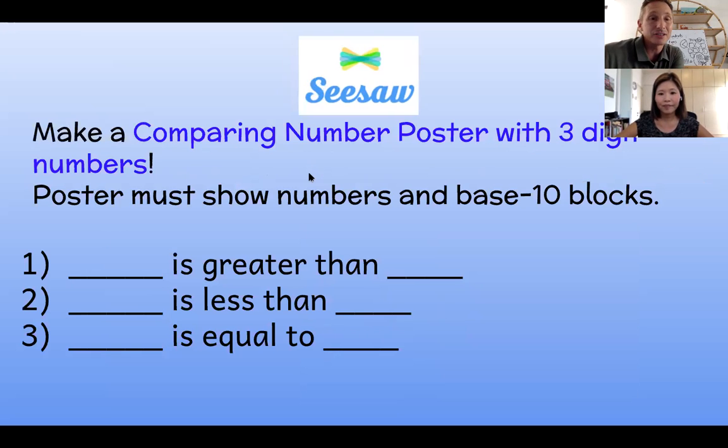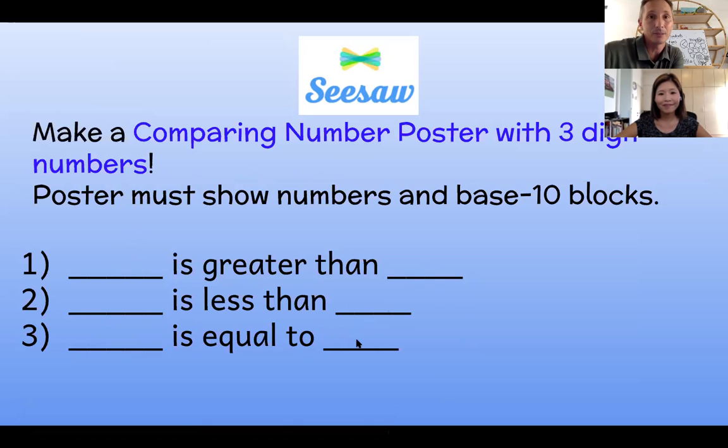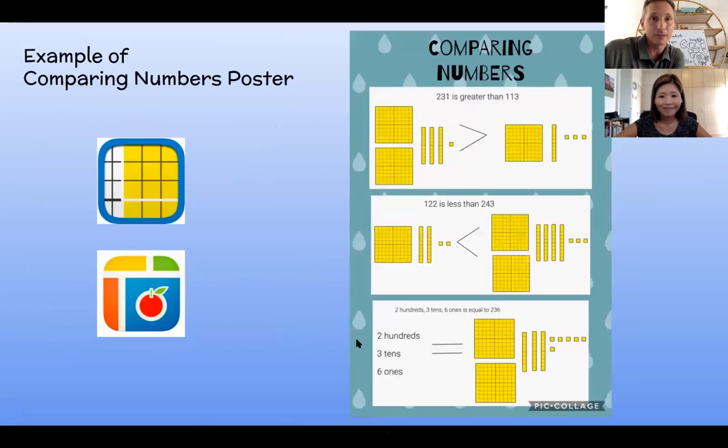And here we go. So for your second activity, you're going to be making a comparison poster. And your poster is going to be with 3-digit numbers. Your poster must show numbers with base 10 blocks. Okay? So your first example is going to be some number is greater than another 3-digit number. Okay? Then you're going to show a 3-digit number is less than another 3-digit number. And then you'll have a 3-digit number that is equal to another 3-digit number. And here's an example of what we're talking about.